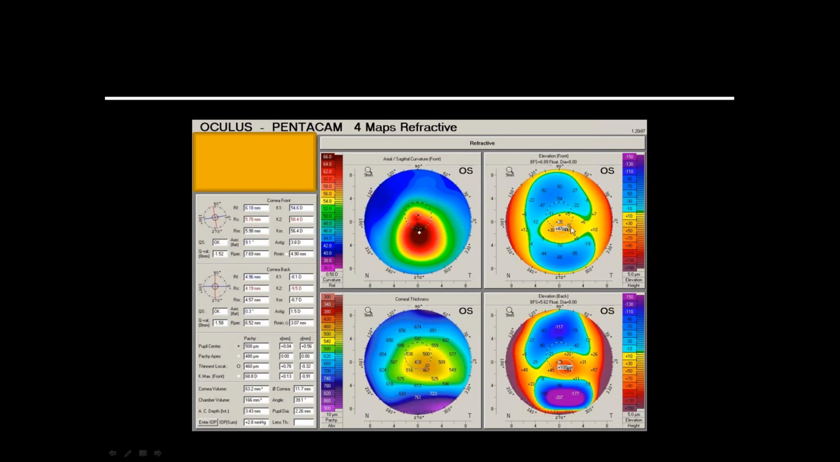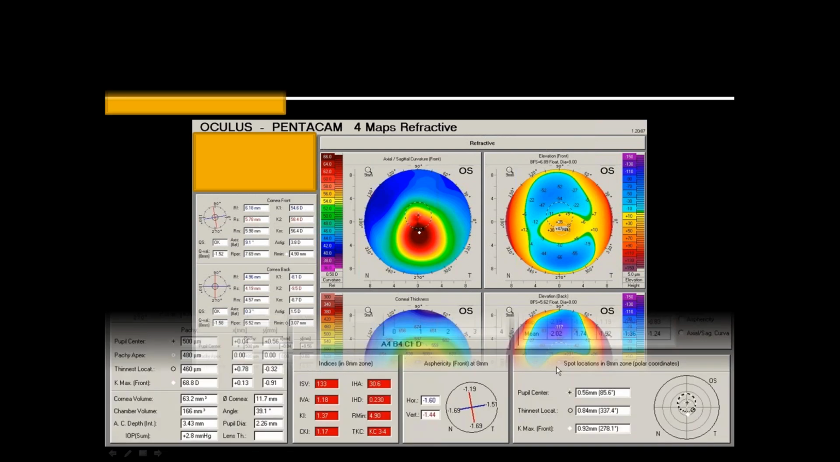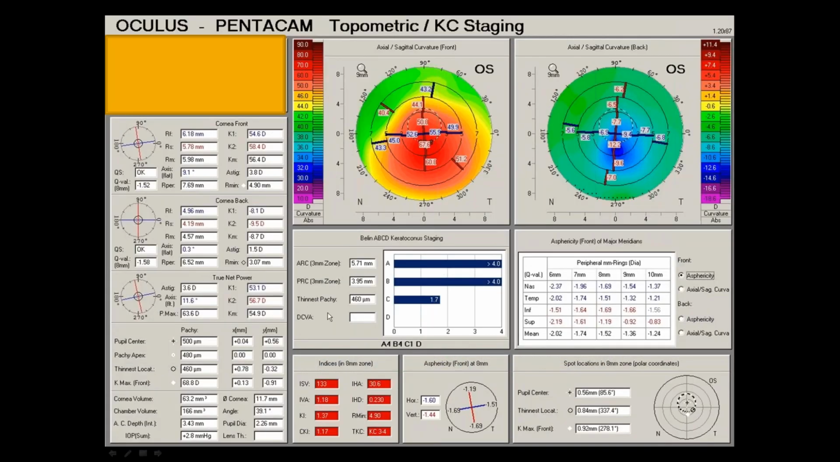We can see a significant anterior displacement on the elevation of the front of the cornea, a greater elevation anteriorly displaced on the back, as always happens. And we can see that this is a moderately thin cornea, not excessively thin, thinnest point being 460 microns, but we can see the coincident nature of those particular 3 points. But now let's look at the display where we can see the ARC values, the PRC values and the thin point values here.